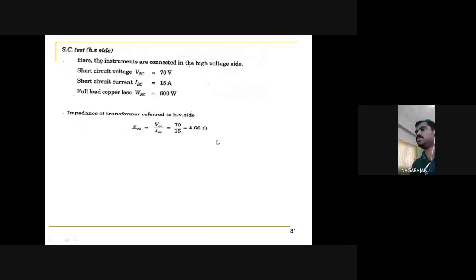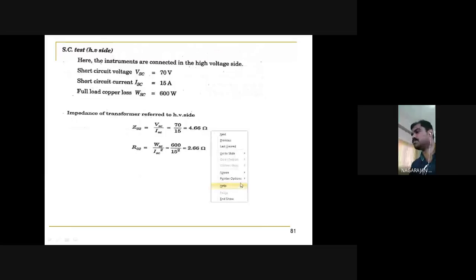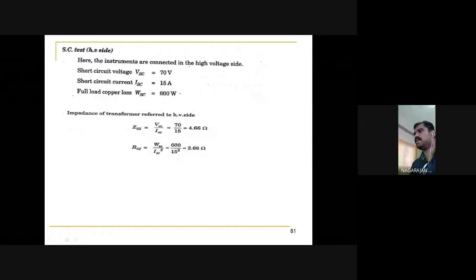R naught 2 is derived from the copper loss equation. WSC is ISC square into R naught 2, using the I square R value. So R naught 2 is equal to 600 divided by ISC square. The ISC value is 15, so 600 by 15 square, which is 225, is equal to 2.66 ohms.